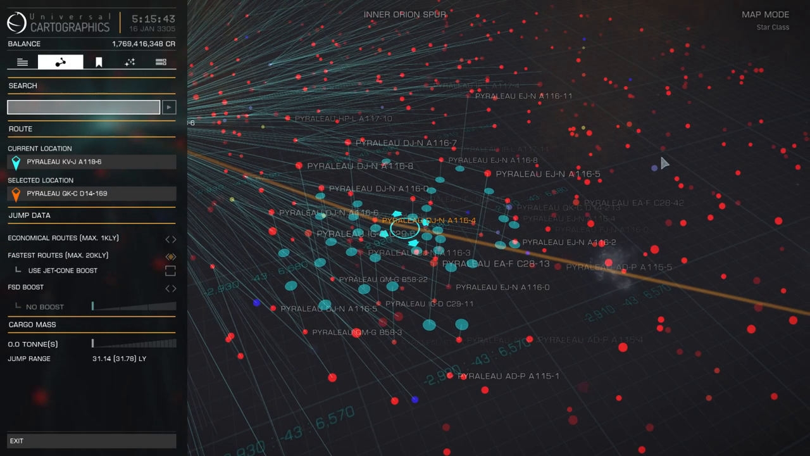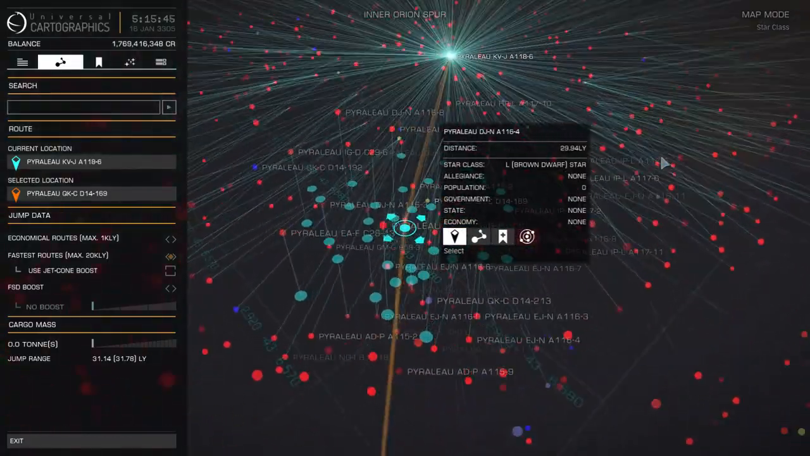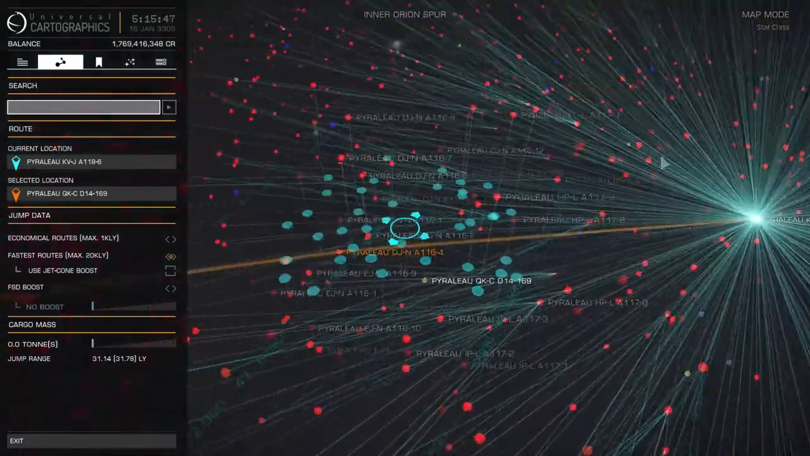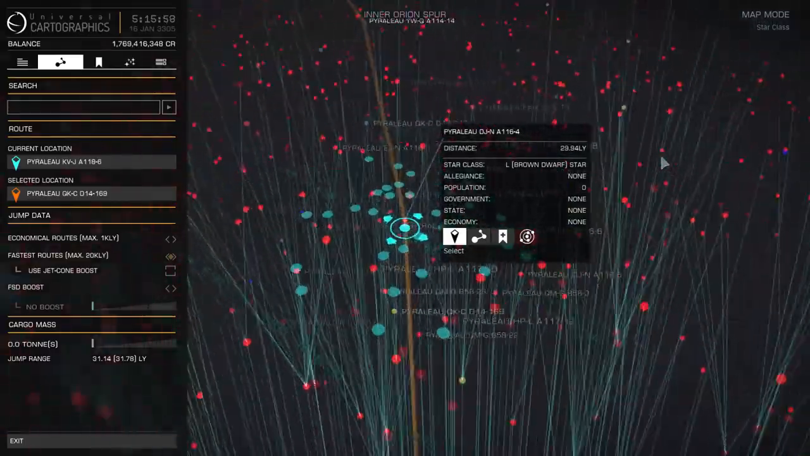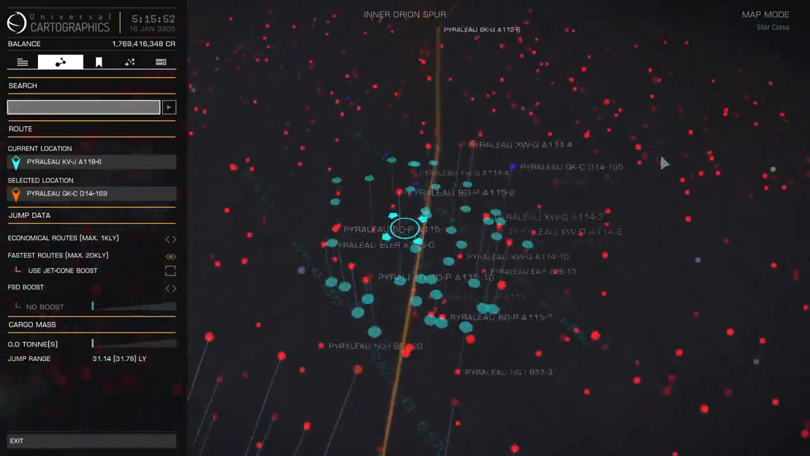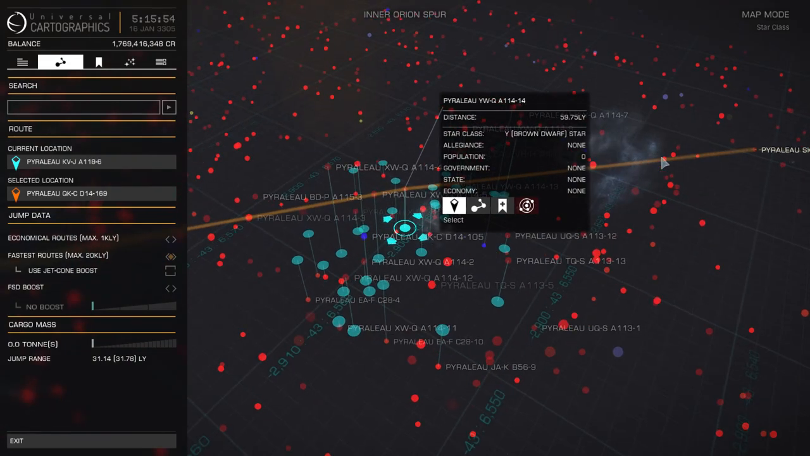So folks have said that this galaxy map won't strand you. It won't run you out of fuel. And I want to illustrate the fact that that is a damn lie.